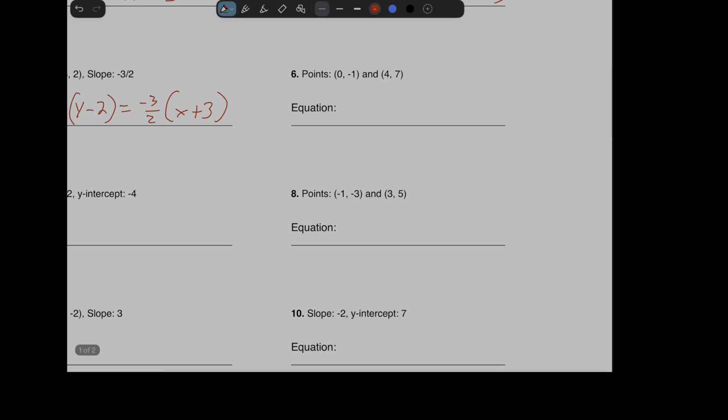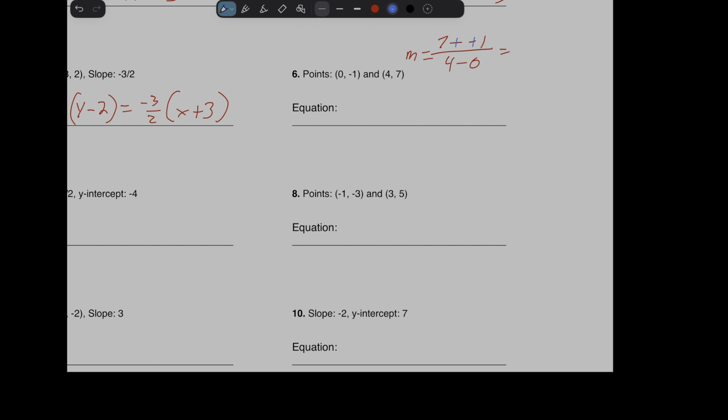This one, they gave me 2 points. If they give you 2 points, you want to figure out your m and just use point slope. So here my m is going to be 7 minus a negative 1 over 4 minus 0. And if I take my blue pen and I add a line, change the sign, I'm going to get an 8 over 4, or a 2. So my m is 2.